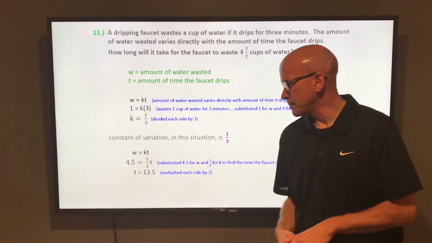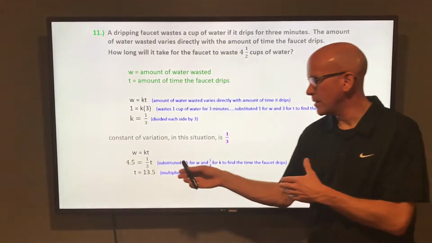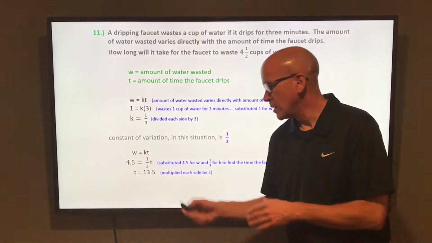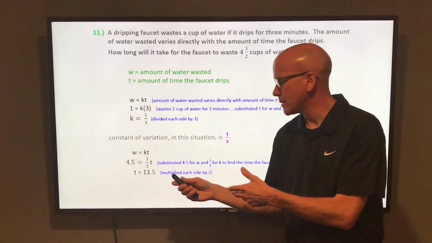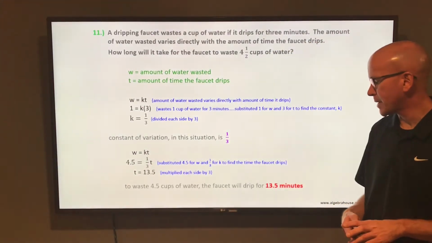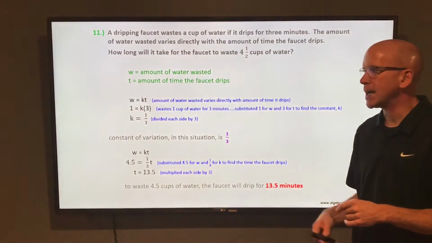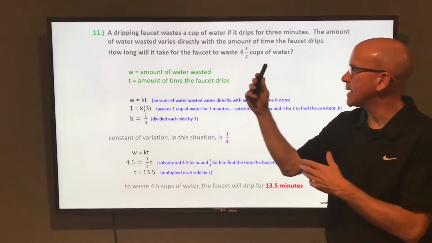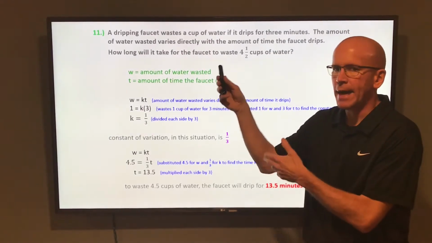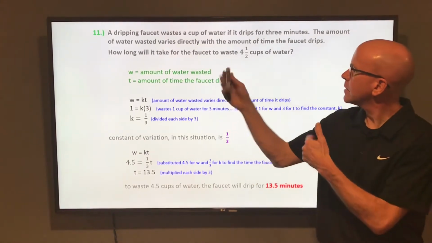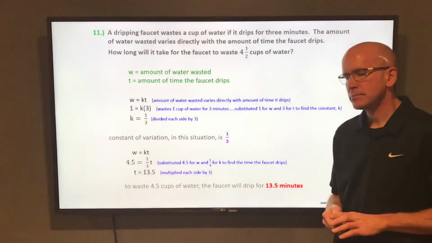To solve for T there, divide each side by 1/3. That's the same as multiplying by 3. When you divide by a fraction, you multiply by the reciprocal. So if you multiply each side by 3, you'd have T equals 13.5 minutes. You'd get the same thing if you set up a proportion taking 1 over 3 and setting that equal to 4.5 over x, or in this case, T, if you wanted to use that.